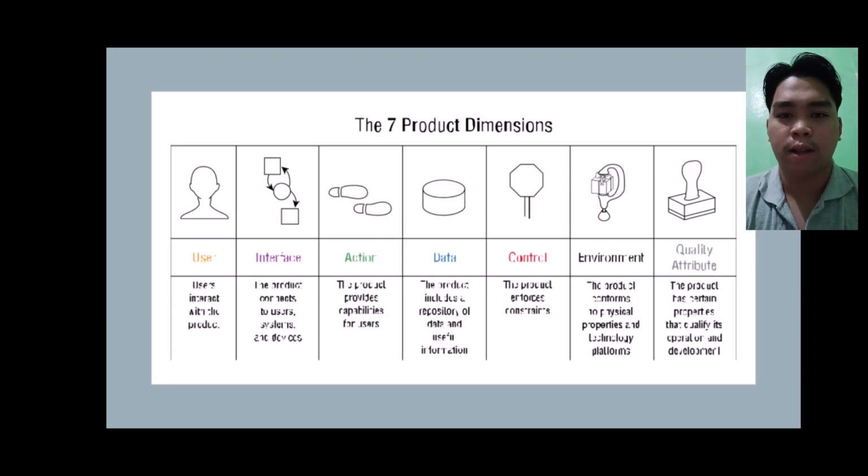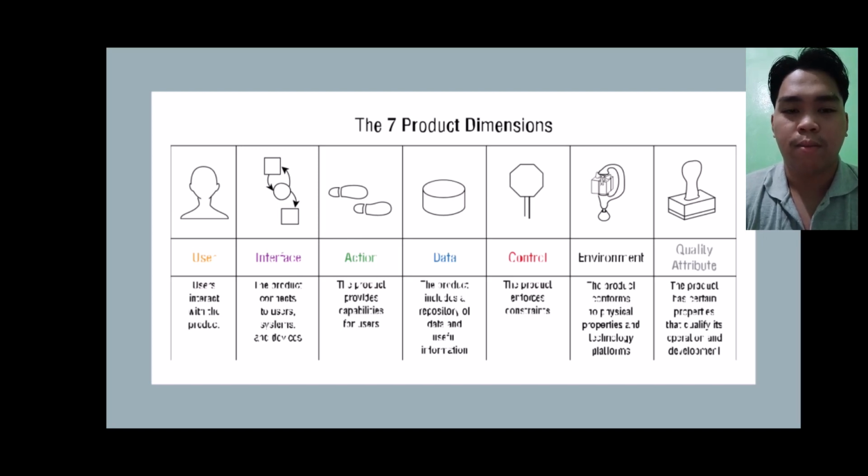The seven product dimensions. Number 1, user. Users interact with the product. Number 2, interface. The product connects to users, systems, and devices. Number 3, action. The product provides capabilities for users. Number 4, data. The product includes a repository of data and useful information.